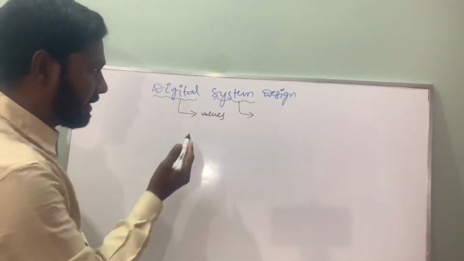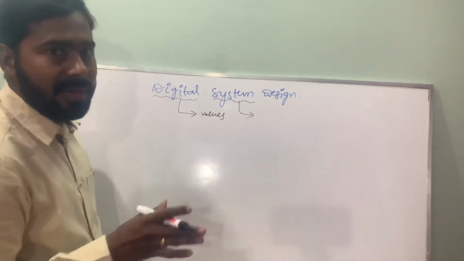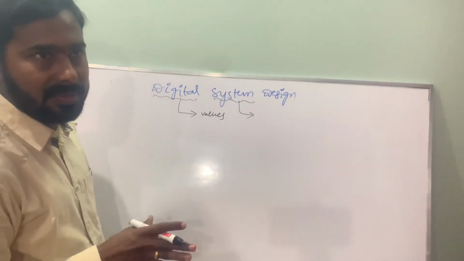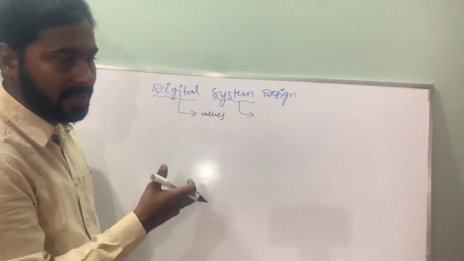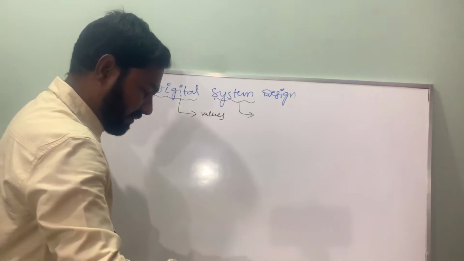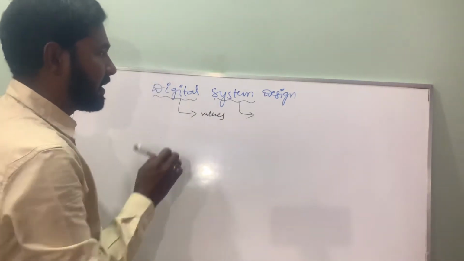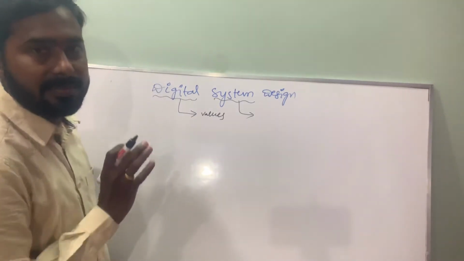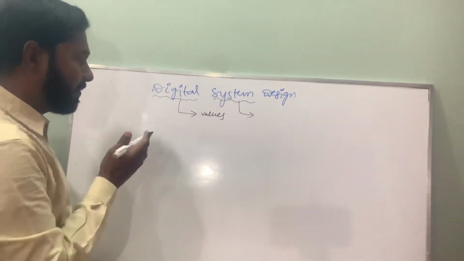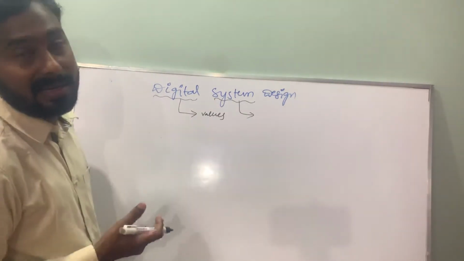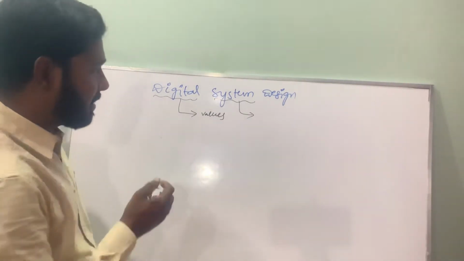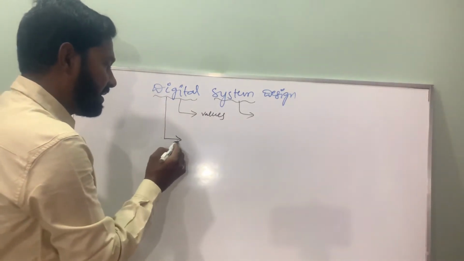In this digital system design, we have a total of 5 units. First of all, I am giving a brief introduction about digital system design. In our daily life, we are observing different digital equipment. The opposite word of digital is analog.